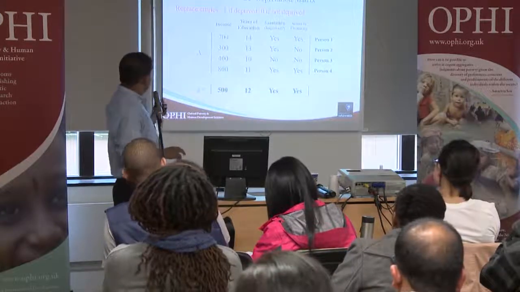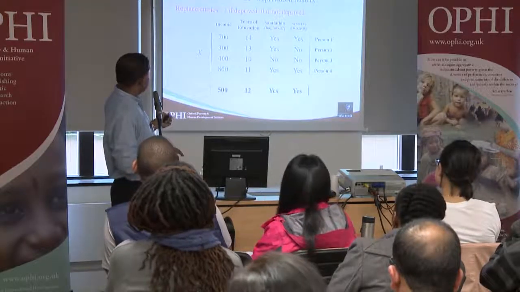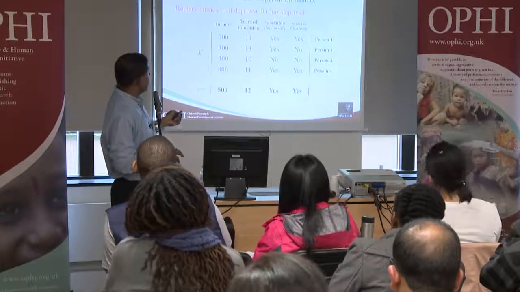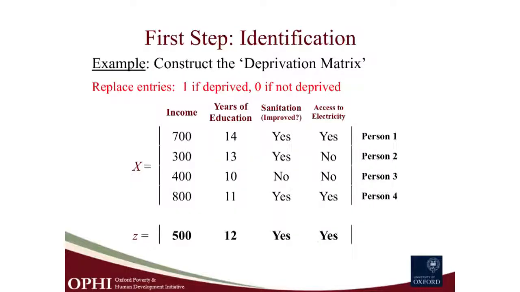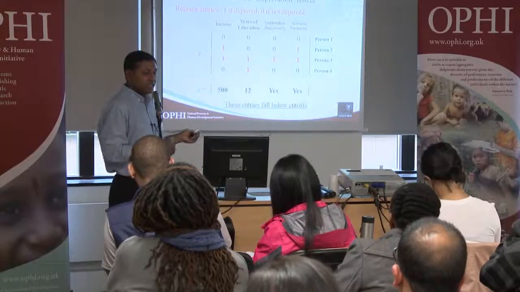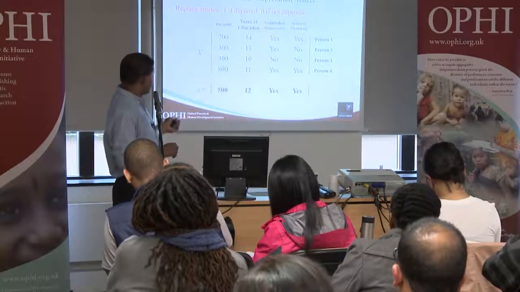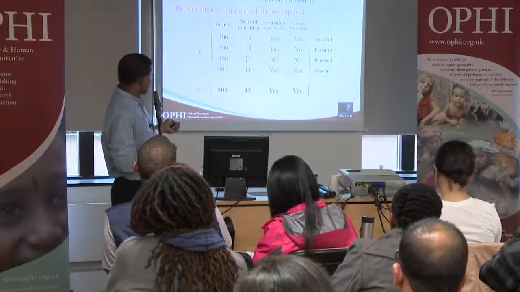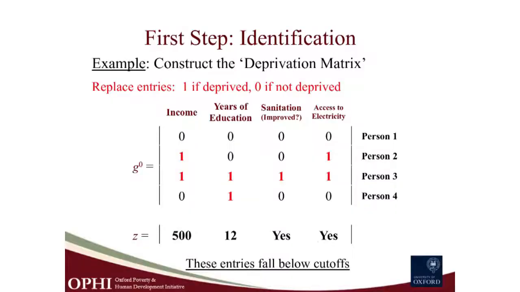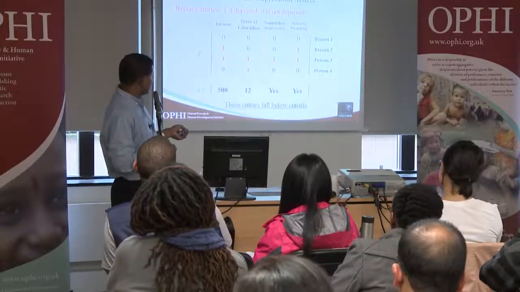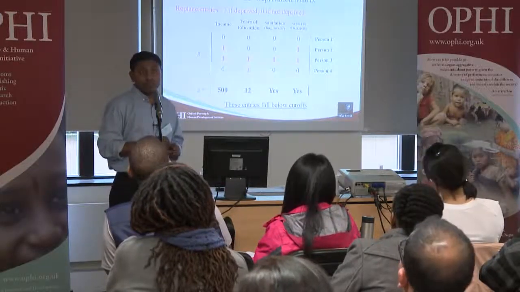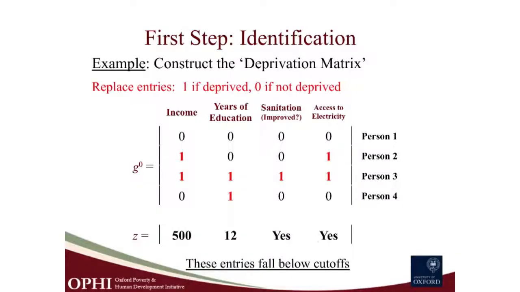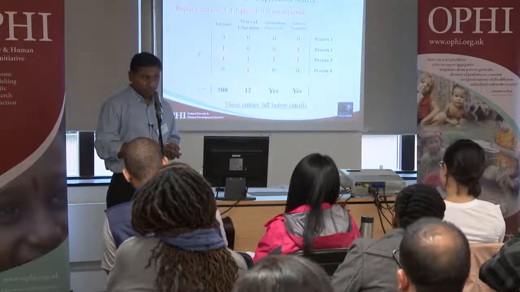So what we do here, first, replace entries by 1 if deprived and 0 if not deprived in this particular example. And then this is what you get. See, the deprivations, for example, income deprivations are these 2. Then you have education deprivation, these 2, sanitation deprivation, and deprivation in access to electricity. And this is what you get. So 1 if the person is deprived in a dimension, and 0 if not deprived. Okay?